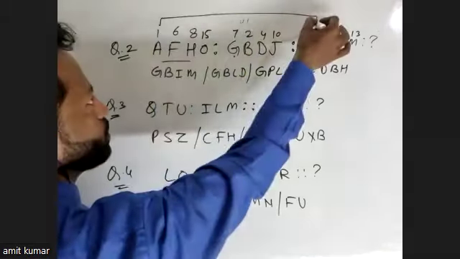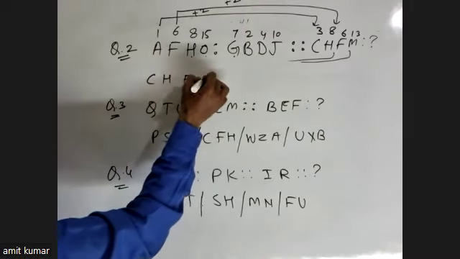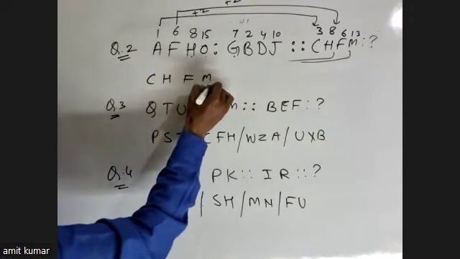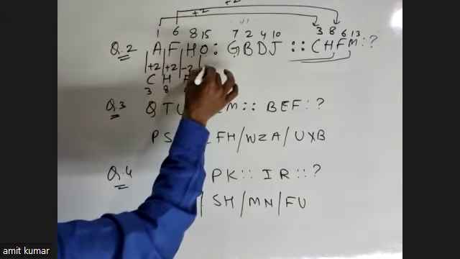Plus 2, 6 plus 2, plus 2, plus 2, minus 2, and minus 2. That's the relation over here. Means CHFM: 13, 6, 8, 3, plus 2, plus 2. This is minus 2 and minus 2.